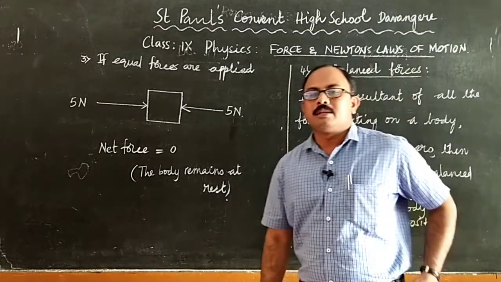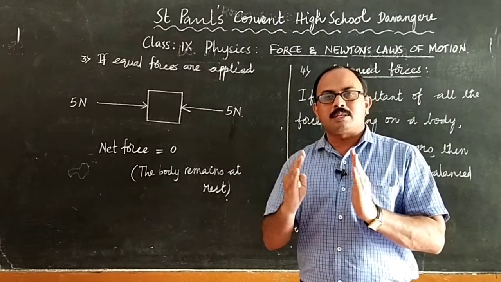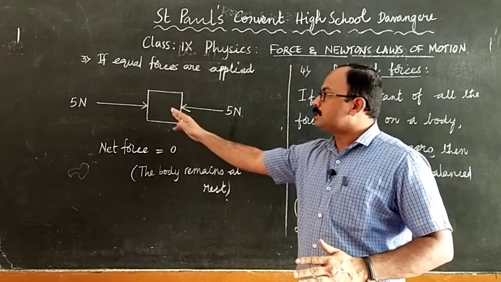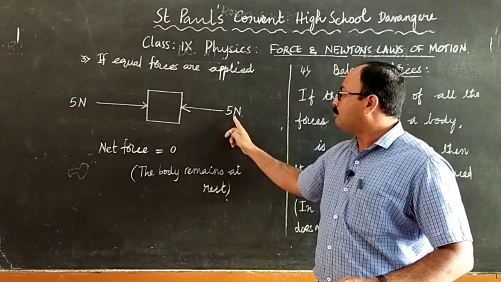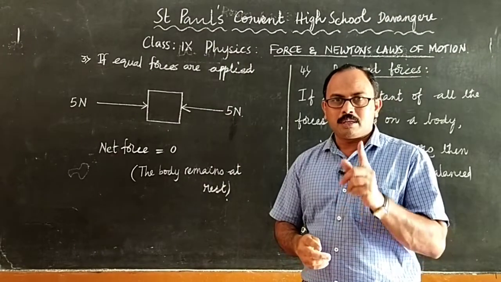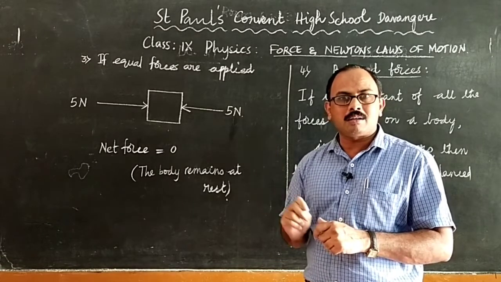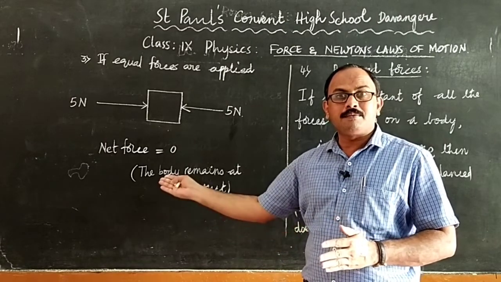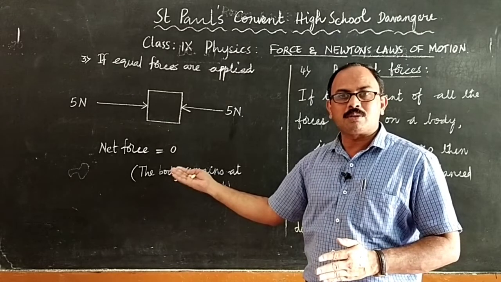Consider, children, in the third note, what I have taken is: if equal forces are applied on an object, what is the condition? On this box, 5 Newton of force is applied from one direction, and 5 Newton of force is applied opposite to that direction. Therefore, in this case, equal force is applied. It is something like a tug of war where the body remains at rest. Therefore, the net force is equal to 5 minus 5, which is equal to 0. The net force will be equal to 0.